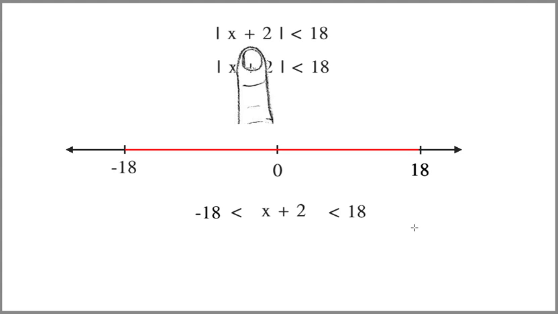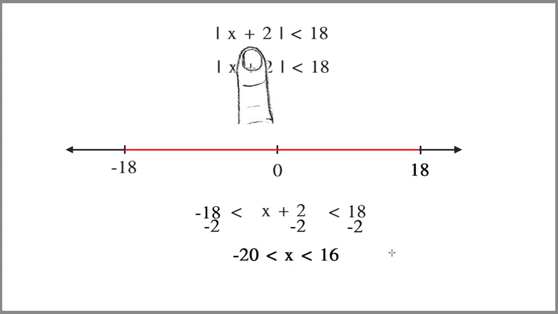And so now we're not quite done, of course. We need to subtract 2 from all sides, but that's simply done. I'm going to subtract 2 from all 3 sides. And when I do that, we get the answer. X has got to be less than 16, and x has got to be greater than negative 20.